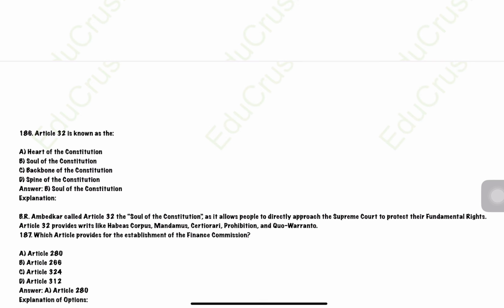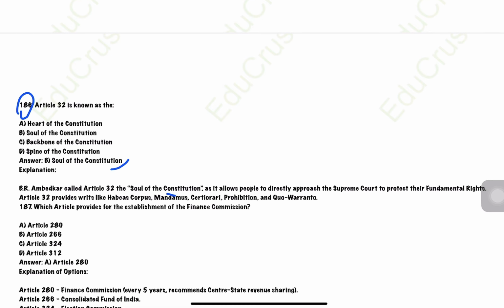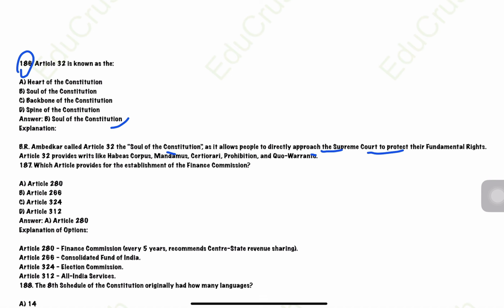So next question, Article 32 is known as the soul of the constitution. Next, B.R. Ambedkar called Article 32 the soul of the constitution as it allows people to directly approach the Supreme Court to protect their fundamental rights. So Article 32 provides writs like habeas corpus, mandamus, certiorari, prohibition and quo warranto.